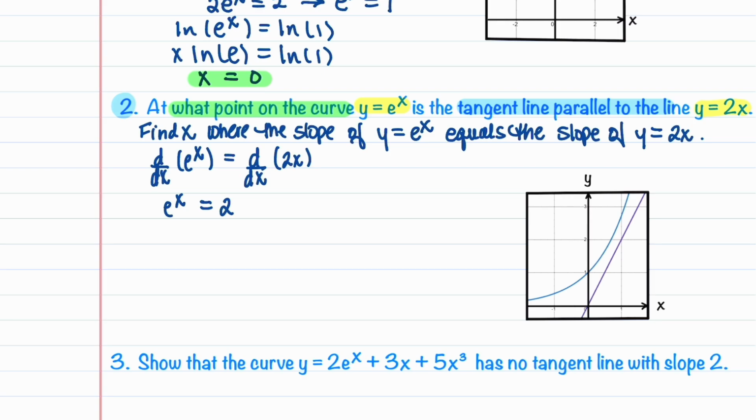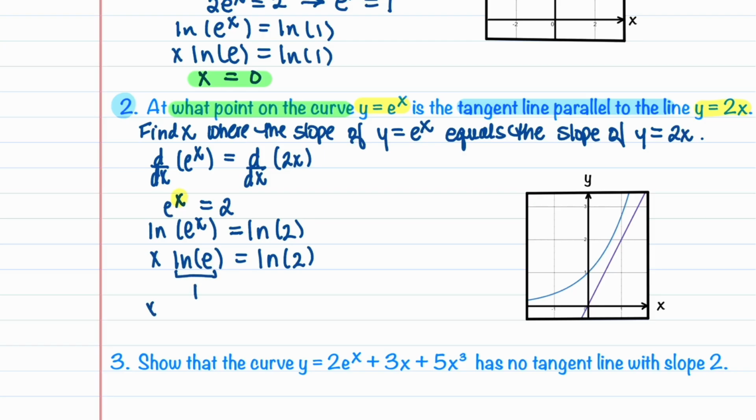Now, we need to solve for x, and the way to get the x out of the exponent is to take the natural log of both sides. So this is natural log of e to the x is natural log of 2. This is x times natural log of e is natural log of 2. Natural log of e is defined to be 1, so we have that x is natural log of 2.